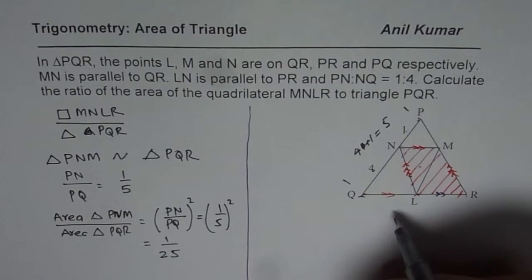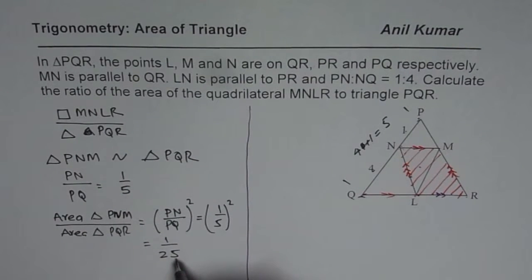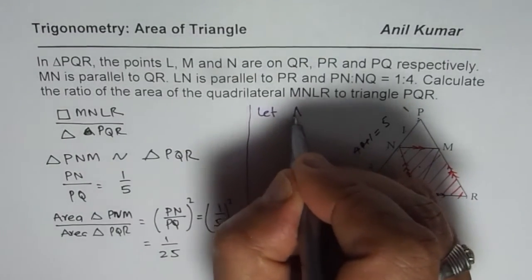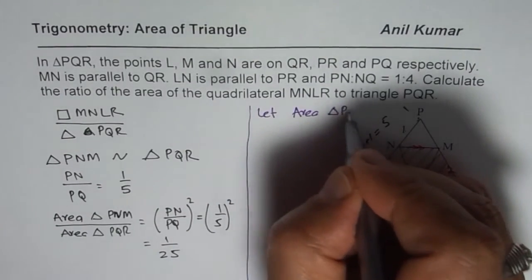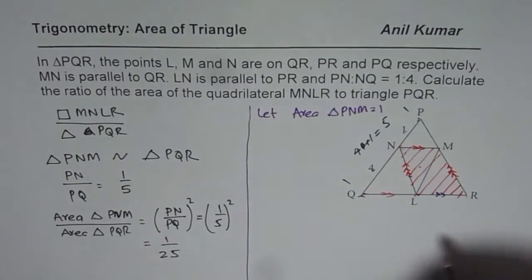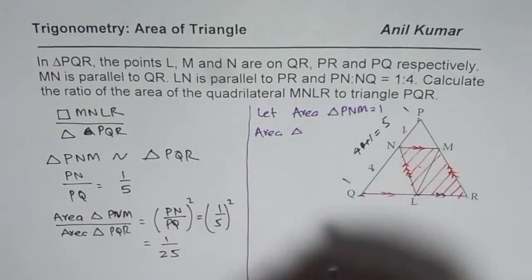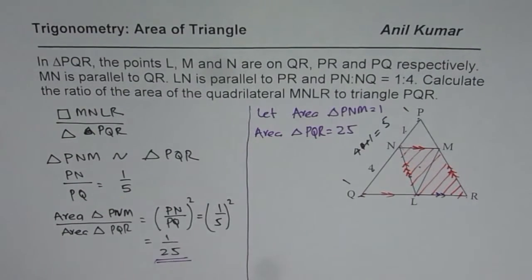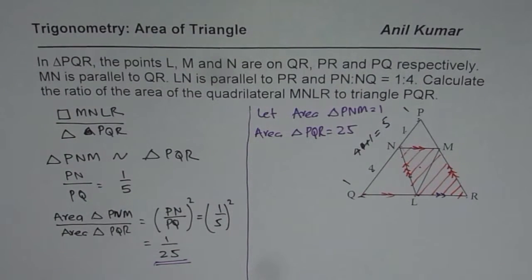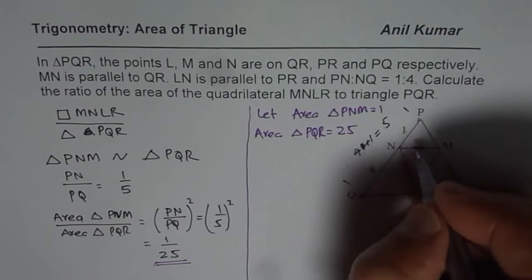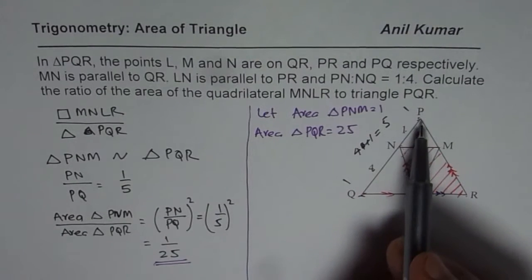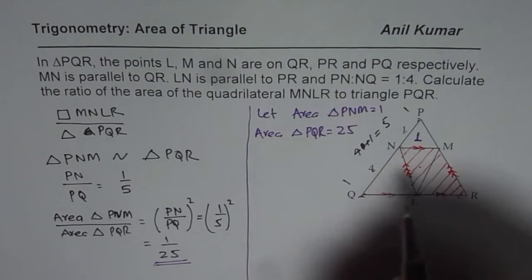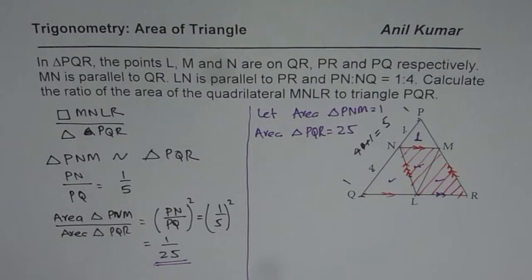Now what we will do is, since we know this is 1:25, we will assume the area of triangle PNM be 1 unit square. In that case, the area of triangle PQR equals 25. That's the meaning of 1:25. So what we are saying is, let this area be 1. If this area is 1, the total area is 25. That means where is the rest, 24? 24 is equally distributed between 3 parts.